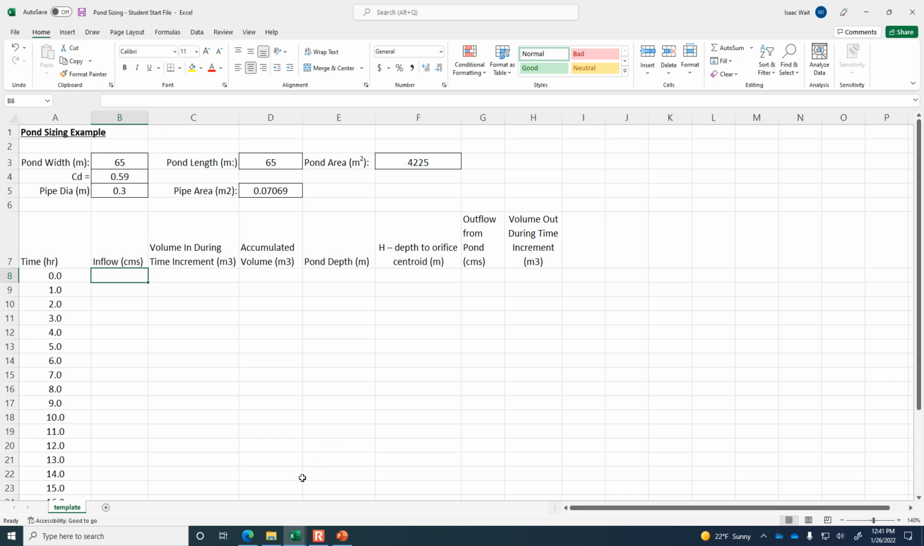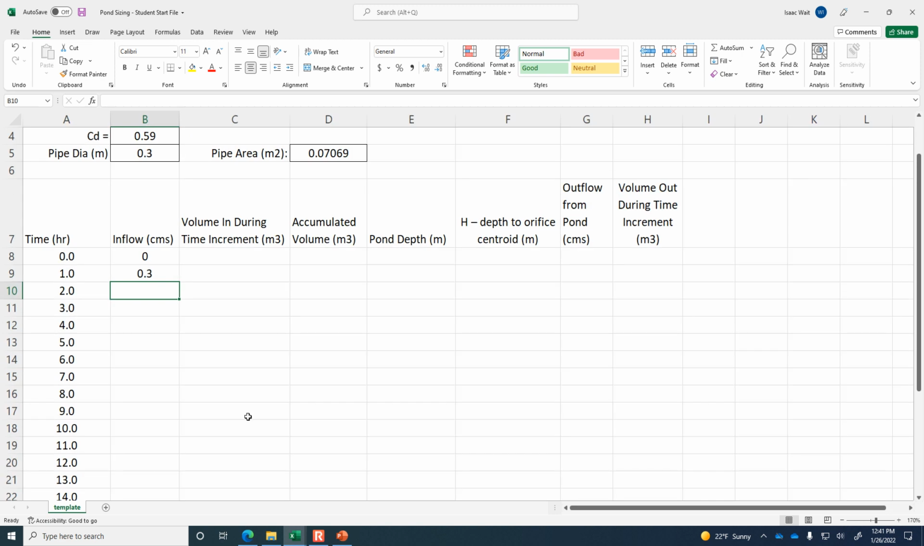All right, so the inflow. At time 0, it was 0 cubic meters per second. Then it was 0.3. Let me make this a bit bigger in case that makes it easier to see. 0.67, 0.81, 0.64, 0.22, and then from there, there's no more flow. So this is like a flash flood into our pond, and this is the flow rate in cubic meters per second.